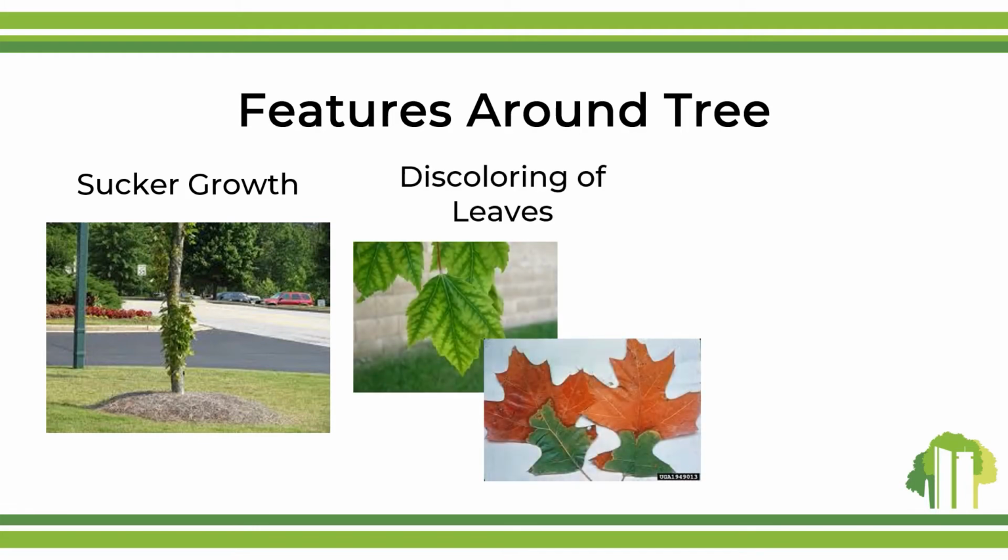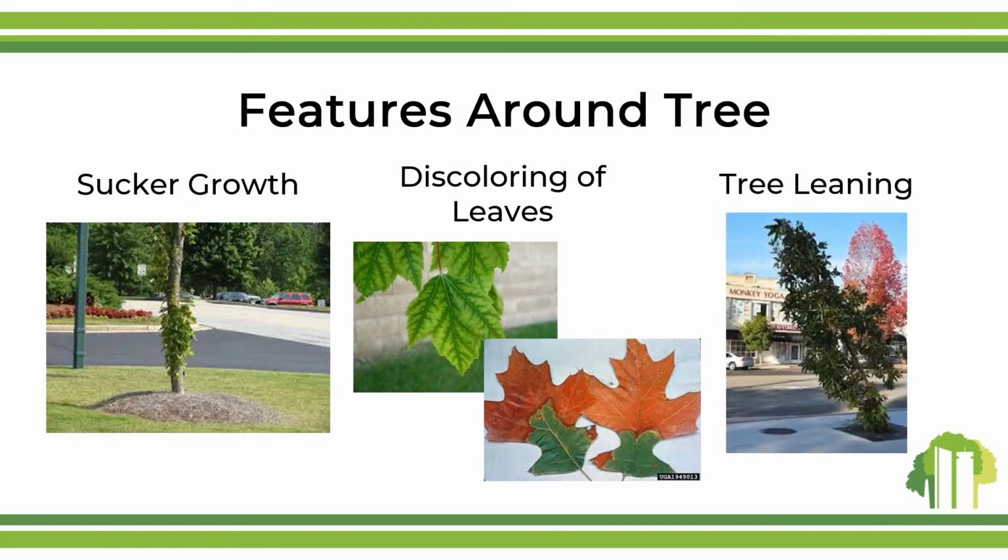Discoloring of leaves. If you notice that the leaves have colors that are unlike those typical to the species, like lighter or darker patches, or colors that are not green, select that there are discoloring of the leaves. This can be a sign that the tree is not in good health. In fall, leaves will naturally change colors from green to yellow, orange, red, or brown. You do not need to mark this feature in the fall months.